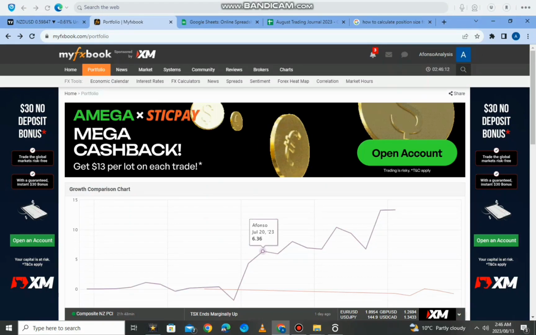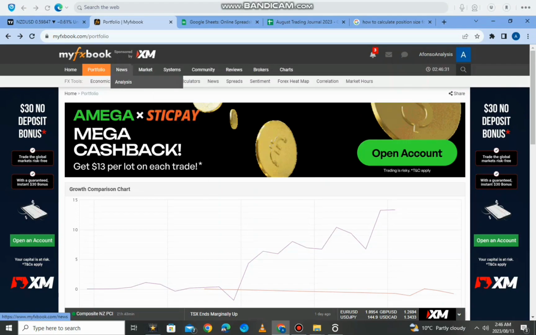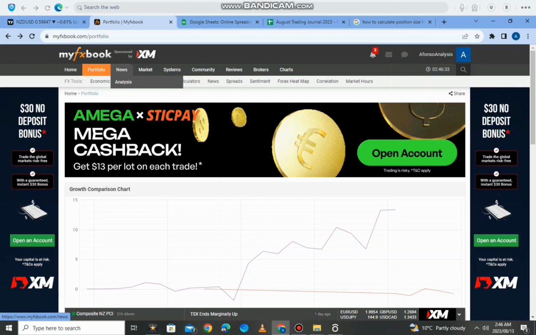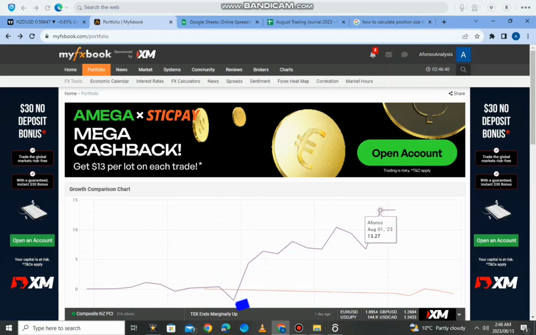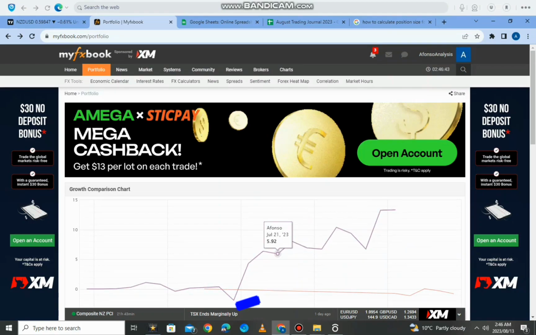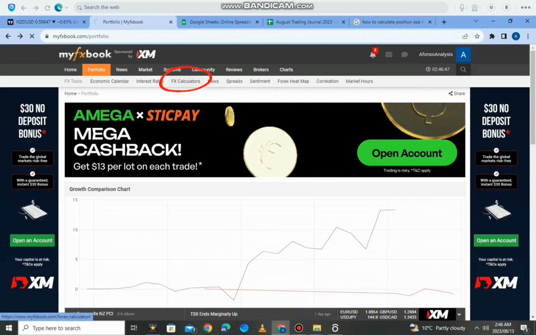You don't have to pay anything for my FX book, but you can do a whole lot of things with it. You can check the type of news that is going to affect the market on the day that you'll be trading. You can also track your performance. As you can see, my profits are shooting through the roof here, traders. But most importantly, in today's video, I want us to focus on FX calculators.